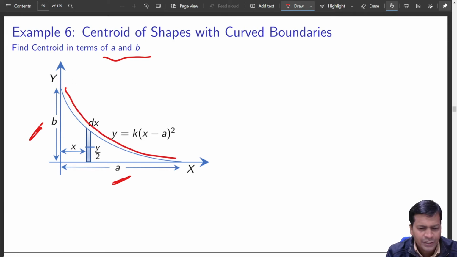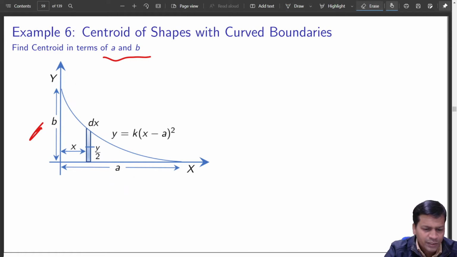This curved line is given by y is equal to k times x squared, where k is the constant and x is the variable. a is this distance. So that is how it is defined. Hope you got the definition part of it. Okay, very good. So now we can begin.